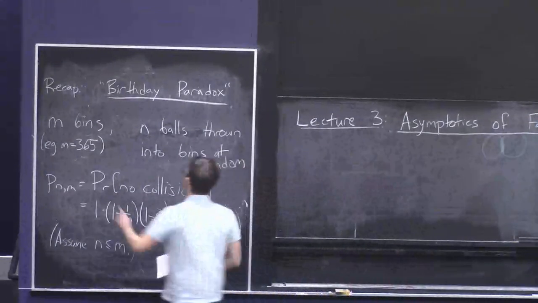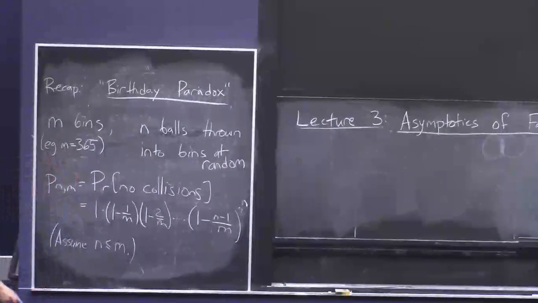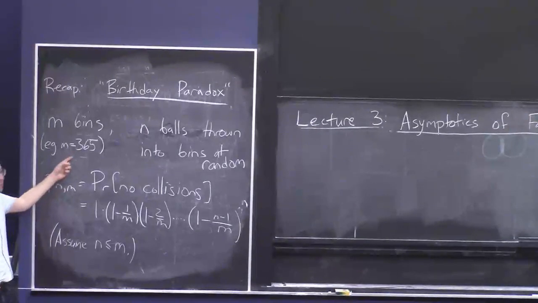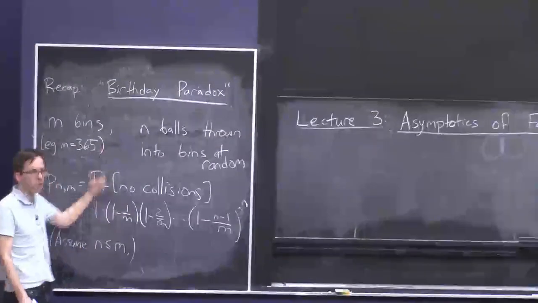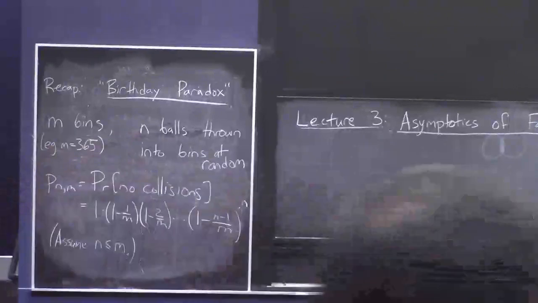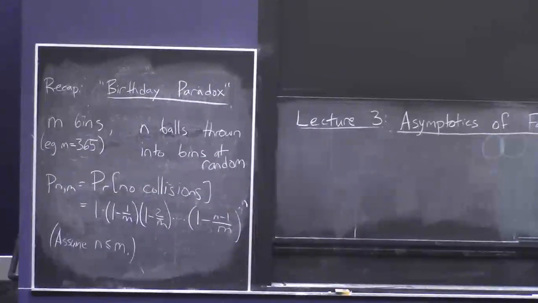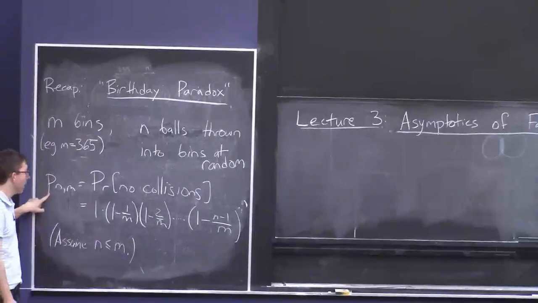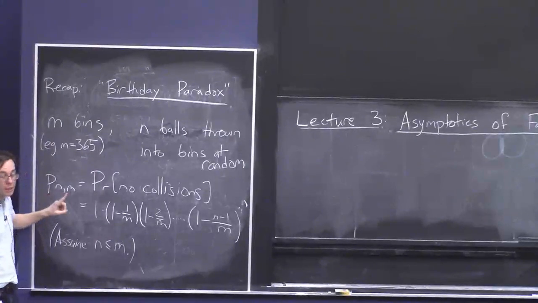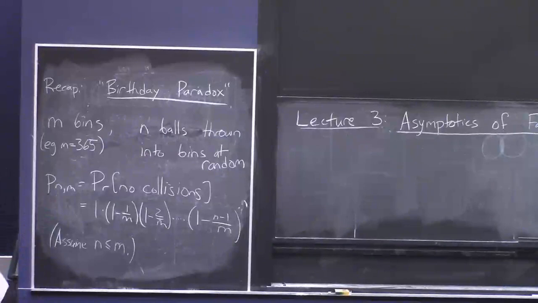So let's imagine this setup. You have m bins and you have n balls, and each ball is thrown randomly into a bin. If there are 365 bins and n people, then it's like each one has a random birthday. And what we're going to look at is the probability that every ball goes into a different bin, so there's no bin with more than one ball in it. We'll write P(n,m) for the probability that there are no collisions, no bins with more than one ball.